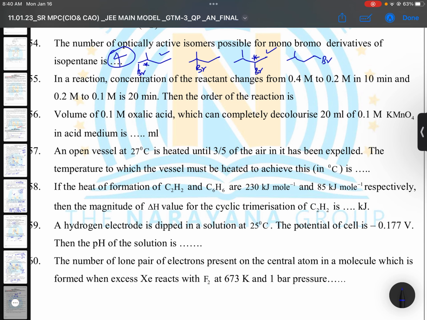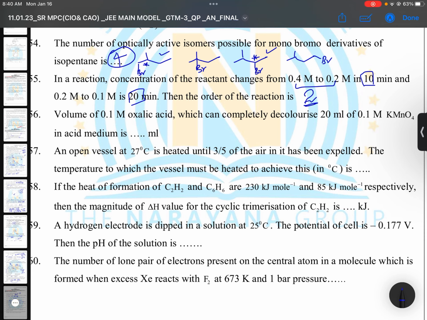In a reaction, concentration of the reactant changes from 0.4 to 0.2 in 10 minutes. Okay? And 0.2 to 0.1 in 20 minutes. See, when the concentration is becoming half, the half-life time is increasing. So half-life time is inversely proportional to initial concentration. That is the characteristic of second order.